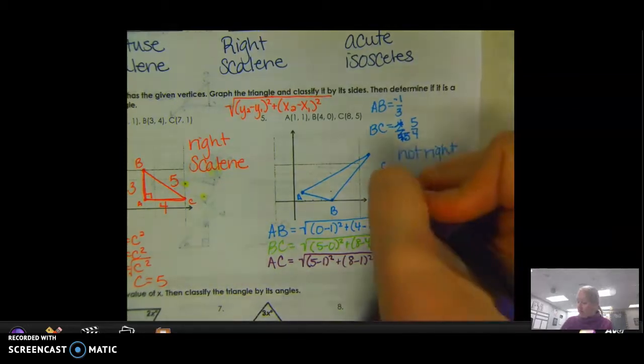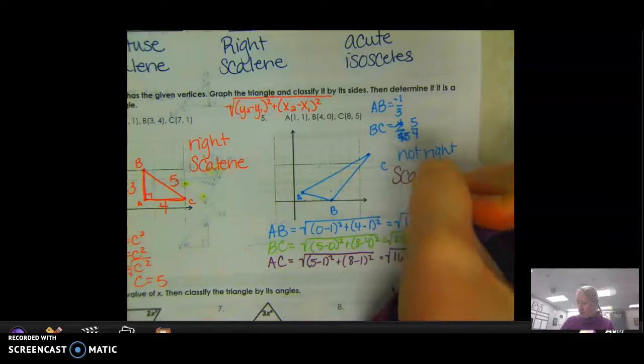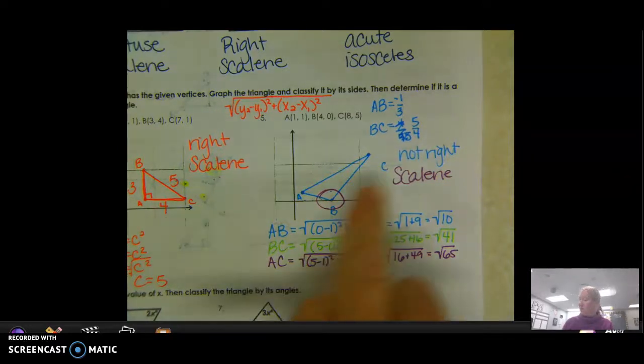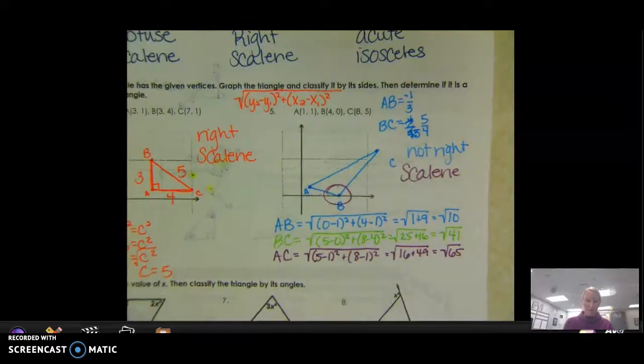So this is not right, and it is scalene. And this angle actually looks like it's obtuse. We know it's not 90 degrees because it's not a right triangle, and it looks like it's more than 90, so it's probably an obtuse scalene triangle.